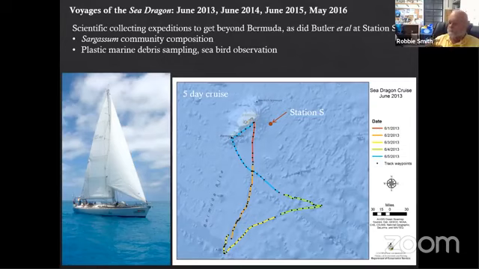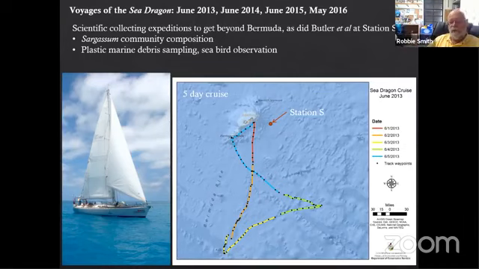Tried to get 50, 100, 200 miles away and sample frequently enough to get some idea what the patterns are. So if I'm 10 miles away from Bermuda, does the Sargassum look at all similar to the Sargassum that's 100 miles away? I haven't got that answer yet. Let's go on to the next slide.